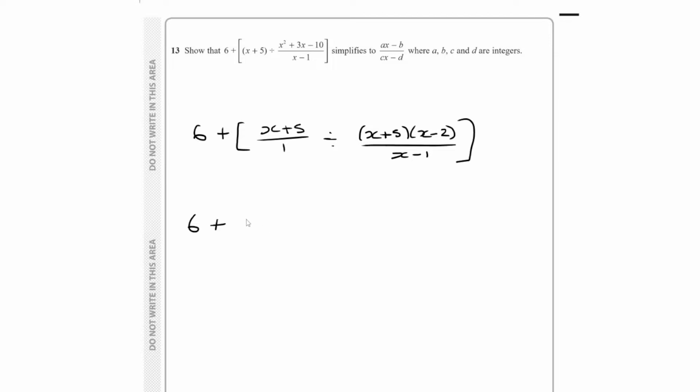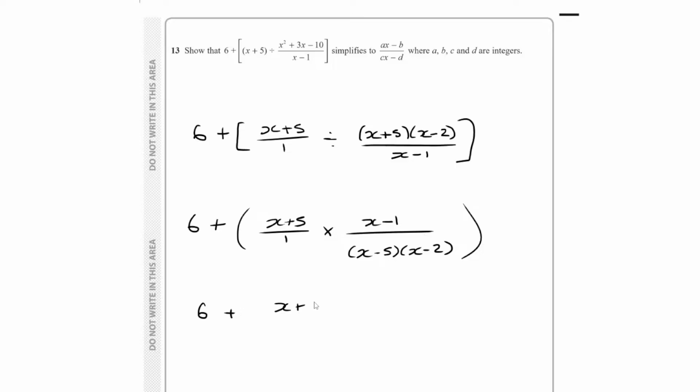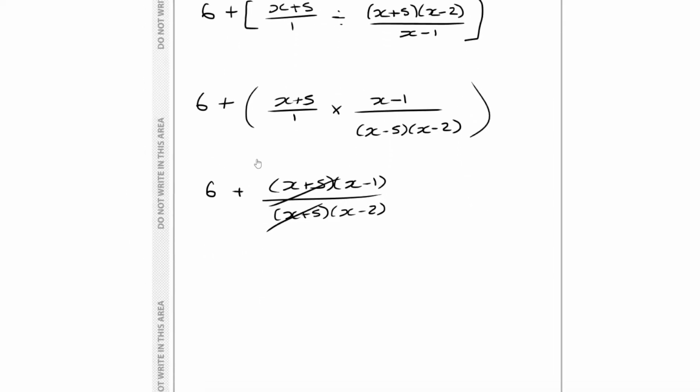So now I'm going to actually go through with the keep flip change. So keep the first one, that's why I wrote it as a fraction. Flip the second one and change it to a multiply instead. And now you can see when I multiply them together, I can cancel out the x plus 5s. Cancel that, cancel that.